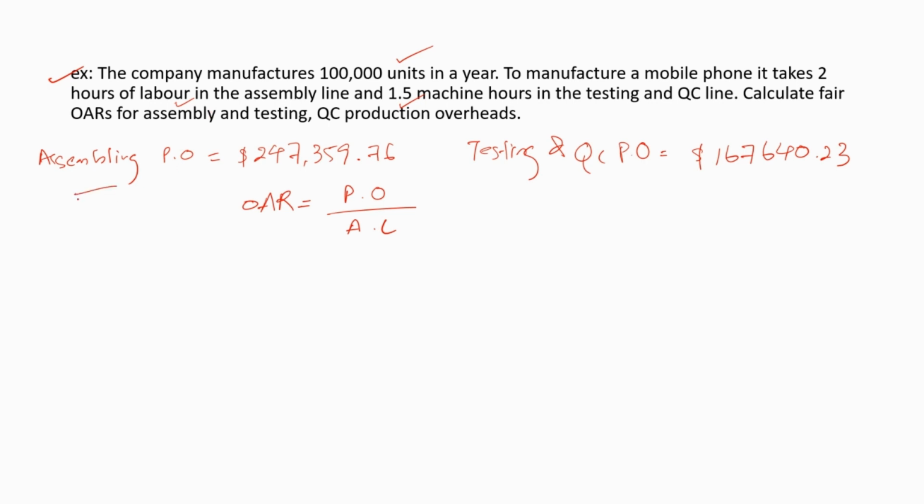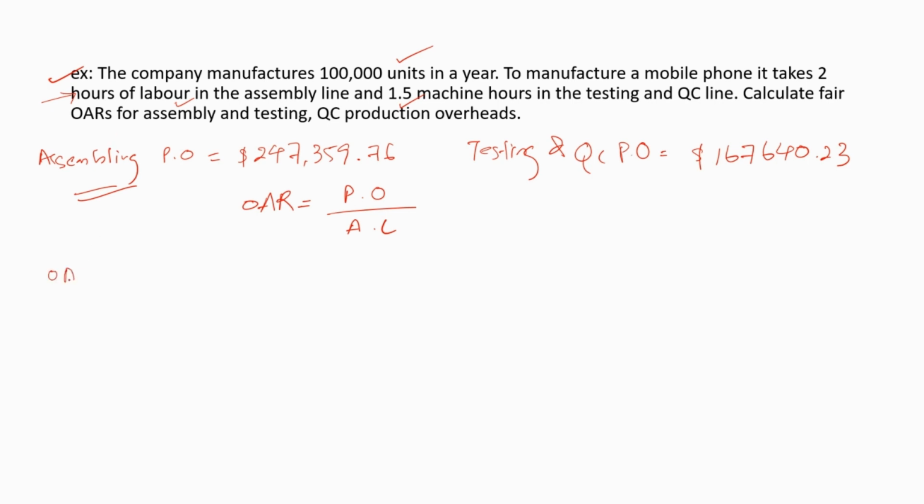So let's think about the assembly production overhead cost. What will be the fair activity level we can use to calculate the OAR? In this question, they are telling us it will take 2 hours of labor to manufacture a mobile phone in the assembly line. We can use this activity level to calculate the OAR for assembly production overhead.